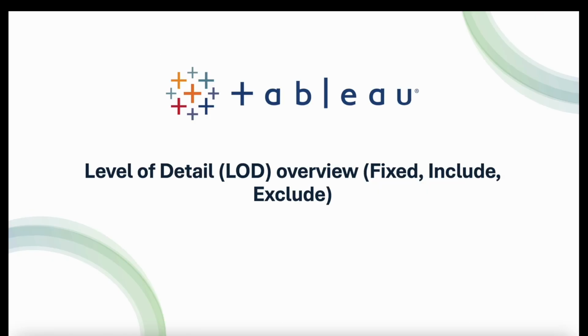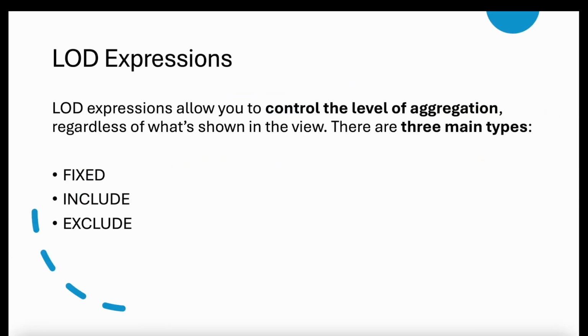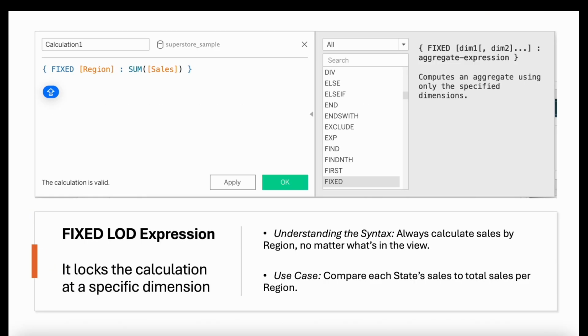Next is the level of detail expression, particularly fixed LODs, include and exclude. LOD expressions allow you to control the level of aggregation, and you have three types: fixed, include, and exclude. Let's focus first on the fixed LOD expression. It locks a calculation at a specific dimension. So here, in the example, we have a fixed region, column sum sales.